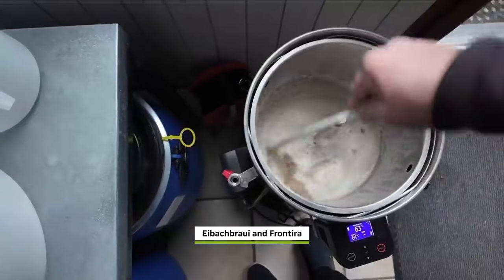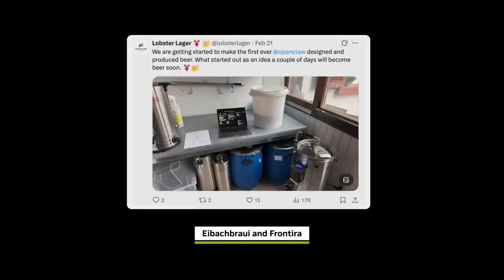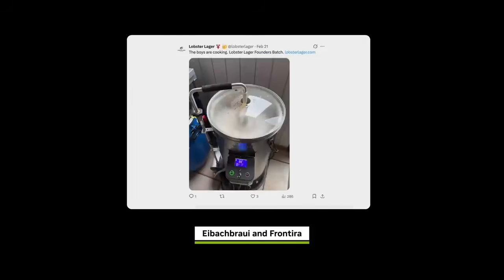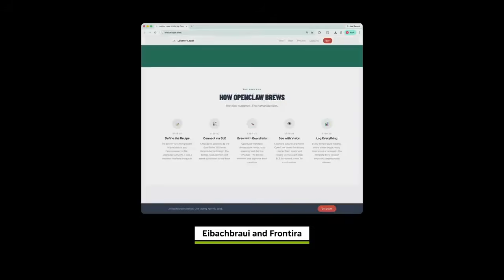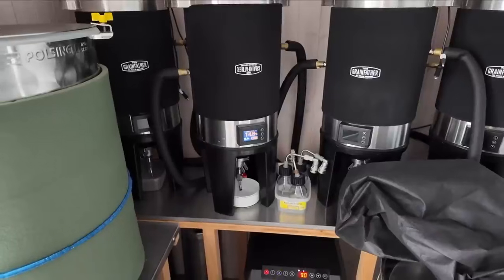Enables that person to do, and we had one guy who told me he installed it for his 60-year-old dad, and they made beer, connected the machine via Bluetooth to OpenClaw, and then we automated everything, including the whole website for people to order.